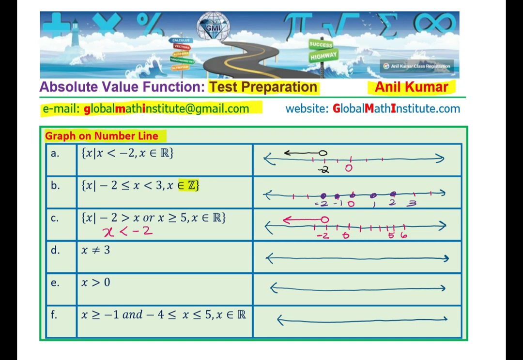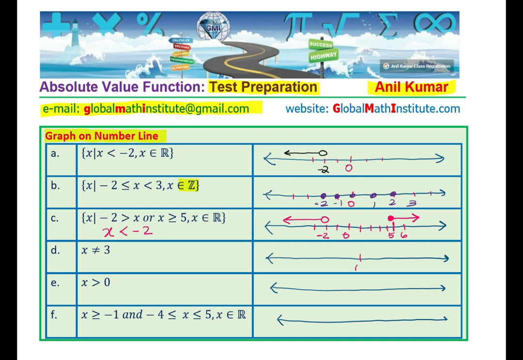x greater than or equal to 5 means at 5, we'll count 1, 2, 3, 4, 5. This is 5 for us. A closed circle, right? And move to the right. Everything to the right of a point is greater than. So that represents C. D is x is not equal to 3.